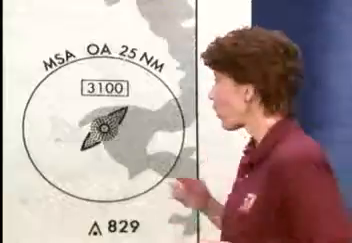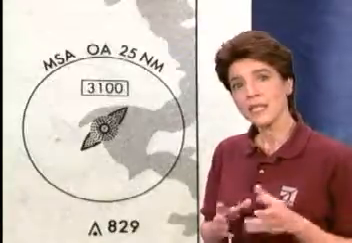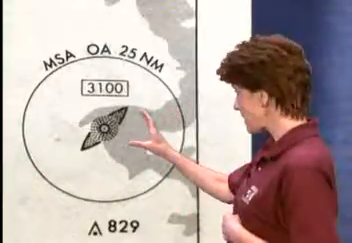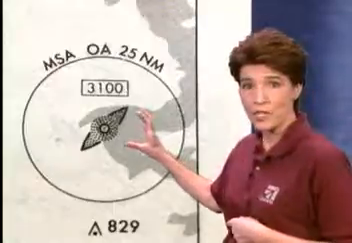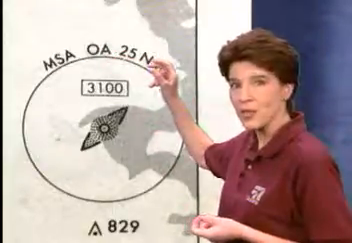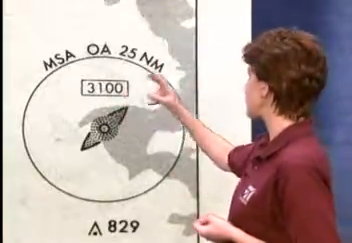Now let's take a look at the minimum safe altitude, or MSA circle, and see what fix it's centered on and what the minimum altitude is in each sector. On this approach, the MSA circle is centered on the locator outer marker. You know that because that's the symbol inside the MSA circle, and the identifier OA is above the circle. The MSA altitude is 3,100 feet in all directions.